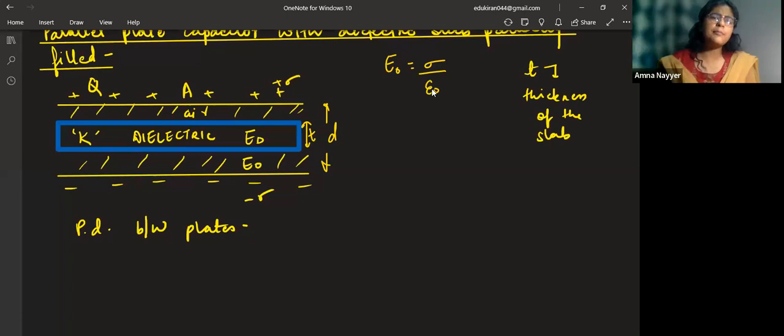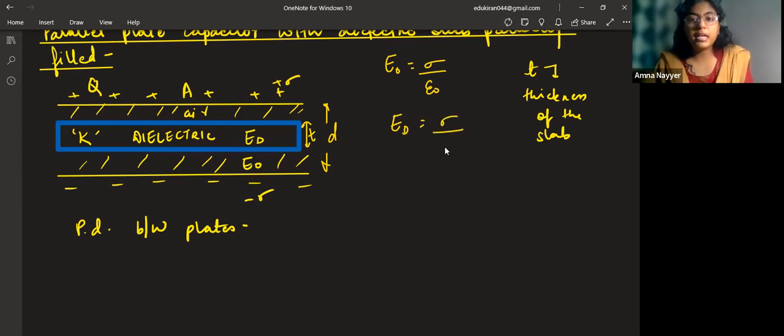Right, in the previous example also we had seen, because of one plate you will have sigma by 2 epsilon naught, because of the second plate also sigma by 2 epsilon naught. When you add them it is sigma by epsilon naught. That is still the same here. But now I will mention the electric field due to the dielectric slab separately. Because of it, it will become sigma by epsilon naught K times. Remember, this is how we write. So for both these plates, meaning the dielectric slab, this is the electric field.